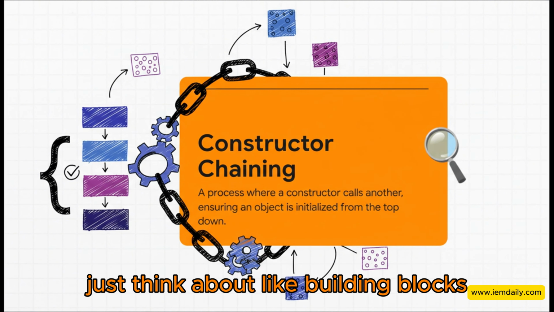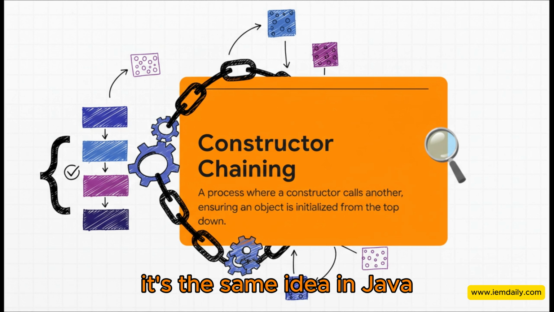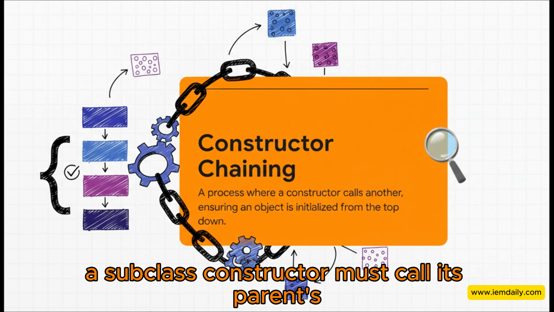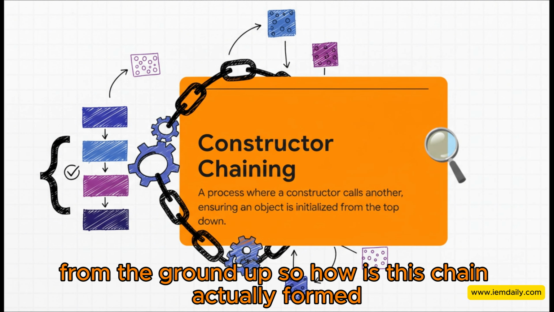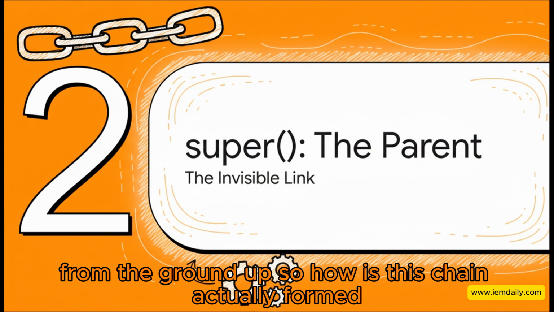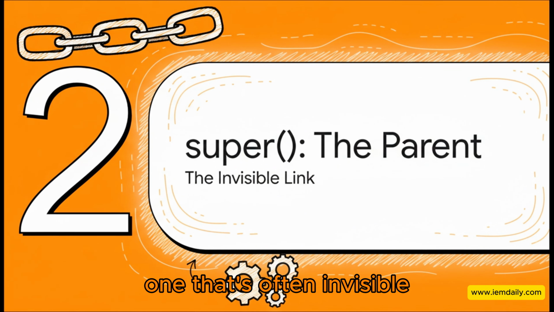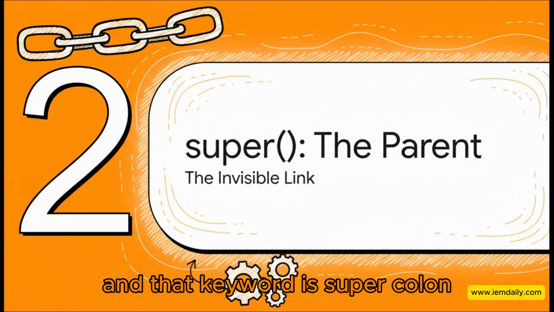Just think about it like building blocks. Before you can put a block on top, you need to have a block underneath it, right? It's the same idea in Java. A subclass constructor must call its parent's constructor first, ensuring the object gets built properly from the ground up. So how is this chain actually formed? Well, the key to this whole operation is a special keyword, one that's often invisible because the compiler adds it in for us. And that keyword is super().